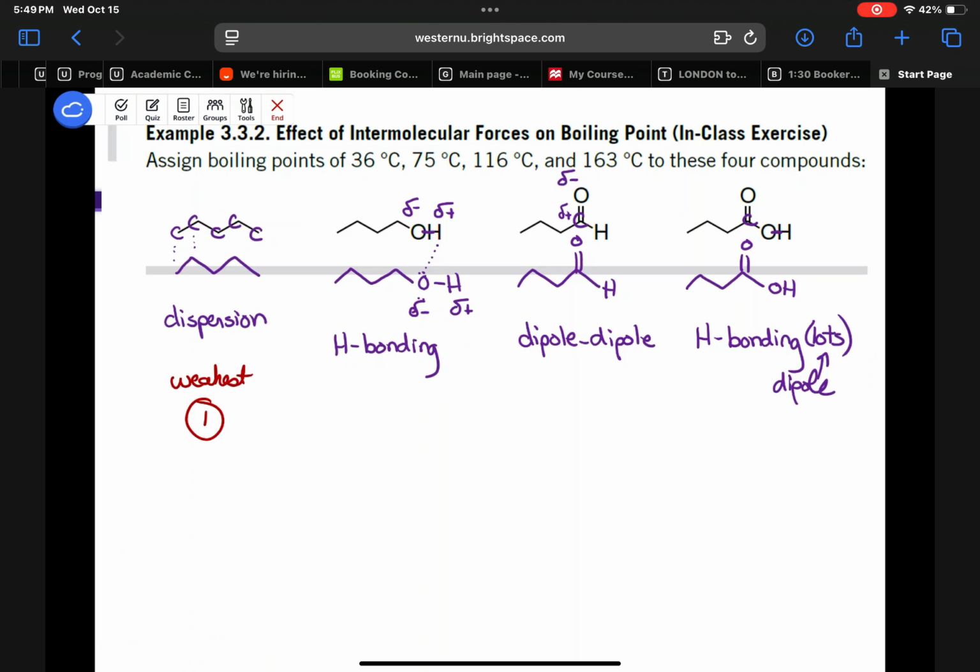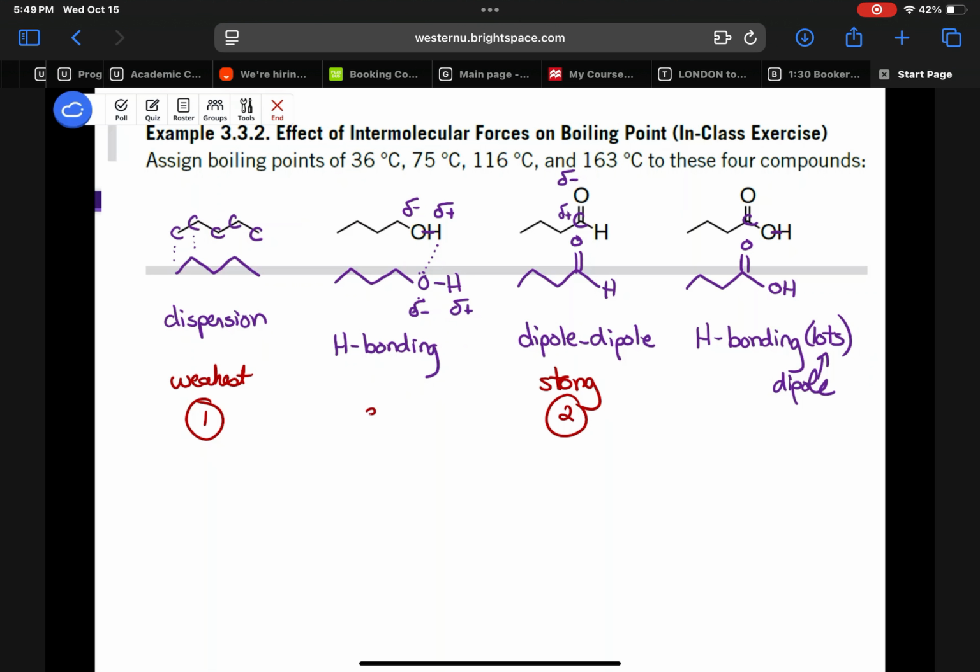The next strongest between the given options is going to be our dipole-dipole, so I'm going to call that strong. And then stronger than dipole-dipole is hydrogen bonding, but we have to distinguish between the alcohol and the carboxylic acid. Both of them have an OH group that can undergo hydrogen bonding, but the carboxylic acid has the OH group and a carbonyl group, that's C double bond O. So we have more hydrogen bonding, more dipole-dipole interactions that can happen with our carboxylic acid.